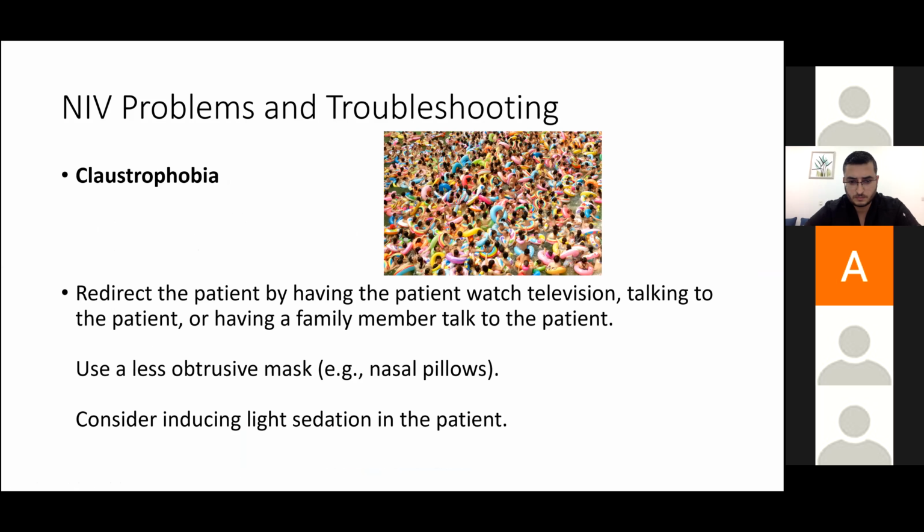Maybe someone who can keep talking to him, distract him from this treatment. Maybe use a different type of mask, like a nasal pillow or nasal mask, so that they will not feel that there's something blocking their face. And maybe some light sedation, as we talked about.